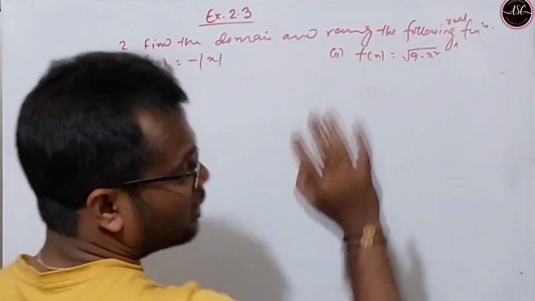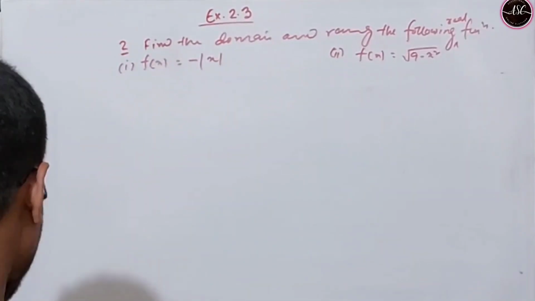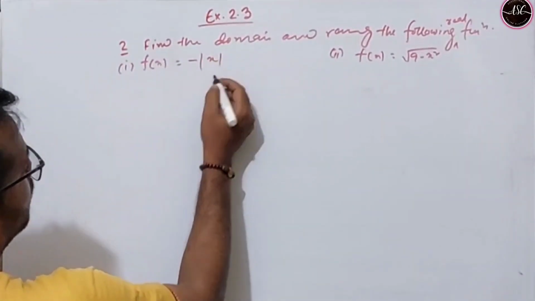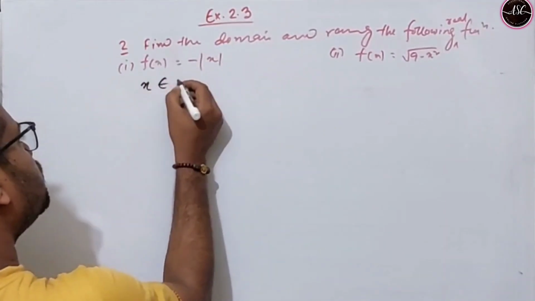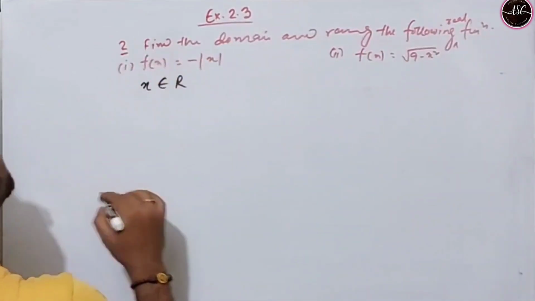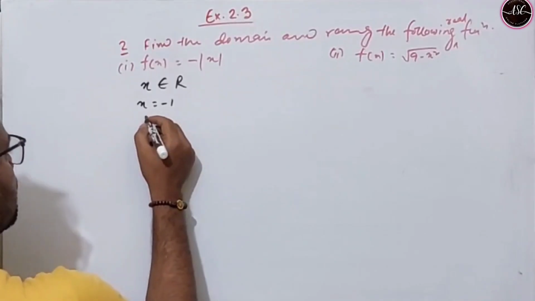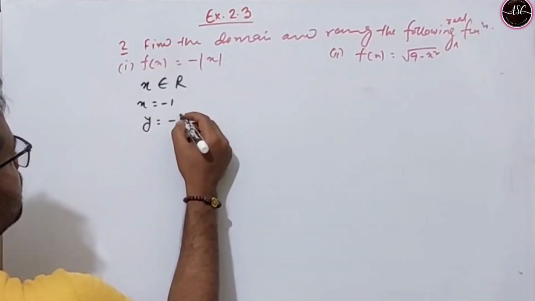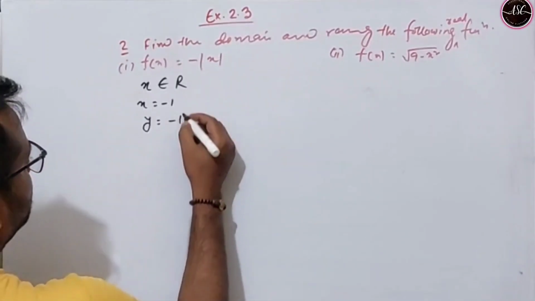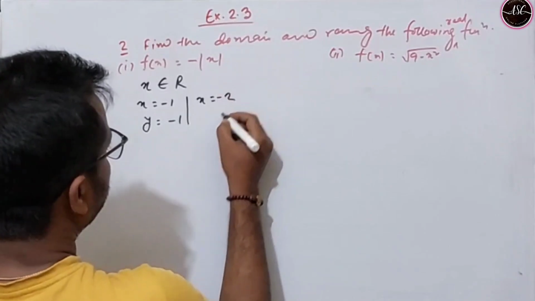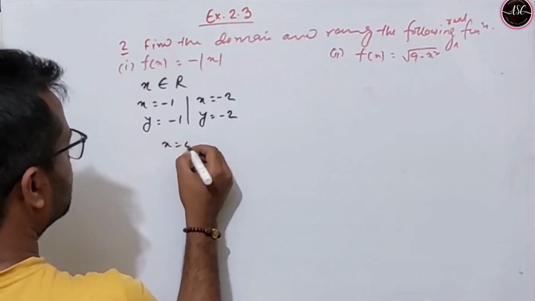Okay. Just look at this question. Find the domain and range of the following real functions. So here we will find the domain and range of these two functions. For the first, f(x) equal to minus mod x. Here obviously x belongs to R as this is a real function. So now put x equal to minus 1. Then f(x), that means y, equal to minus mod of minus 1, which is the absolute value, that means minus 1. If x equal to minus 2, then y equal to minus 2. If x equal to 0, y equal to 0.